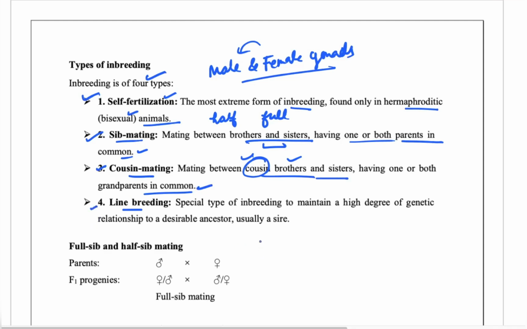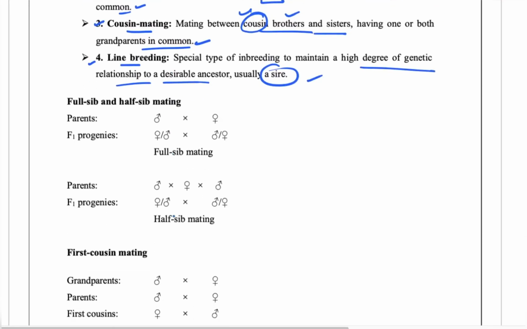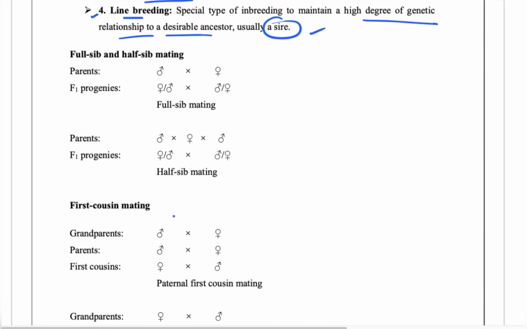In line breeding, this is a special type of inbreeding. It is basically done to maintain a high degree of genetic relationship to a desirable ancestor, usually a sire, right? Now if you talk about the full or half sibling, so पहले इसके बारे में पढ़ते हैं.